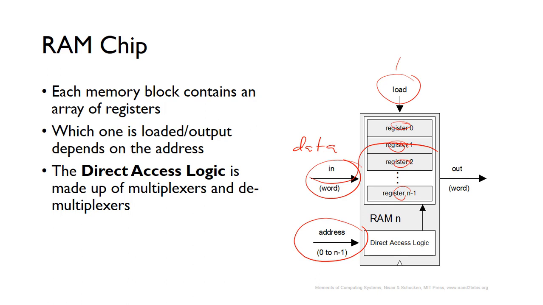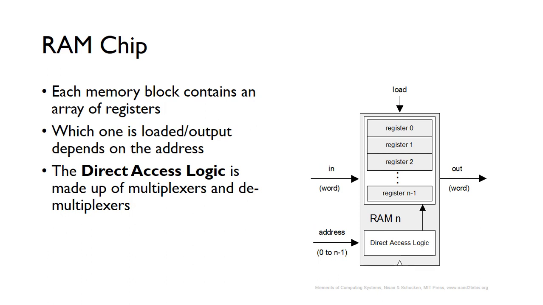So by putting a different value on the address, we'll select essentially which slot in memory we want to store the input in. And that is determined by this direct access logic. This is a series of multiplexers and demultiplexers, which enables us to select a particular register. So that's when we're writing data, and it'll just be the same if we want to read the data as well.